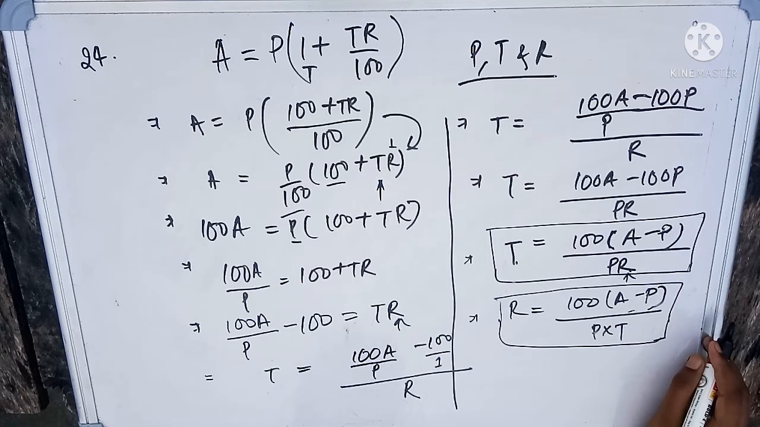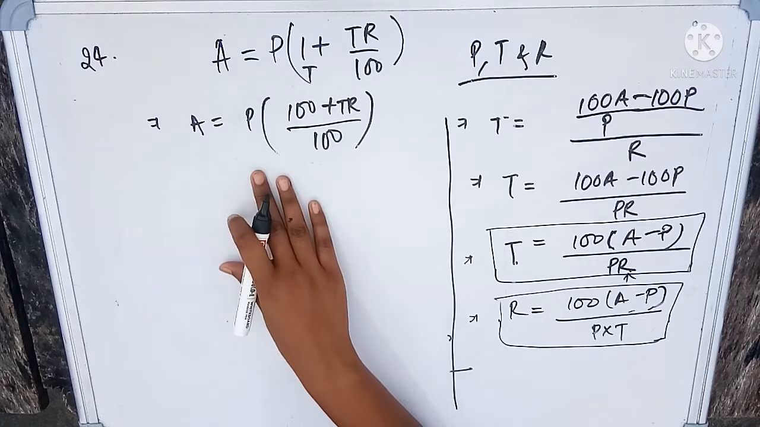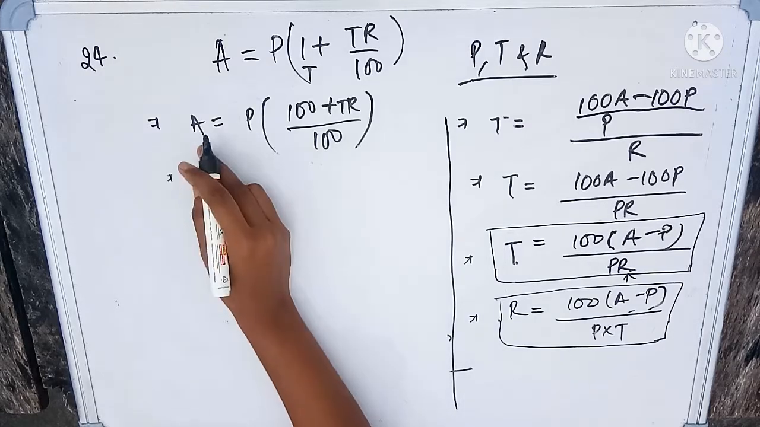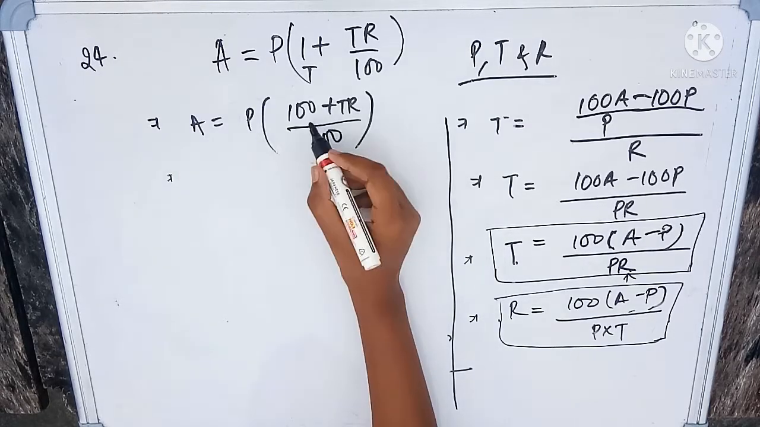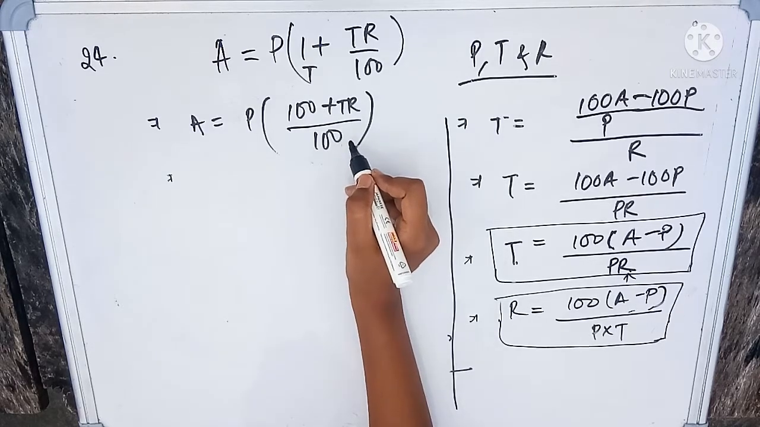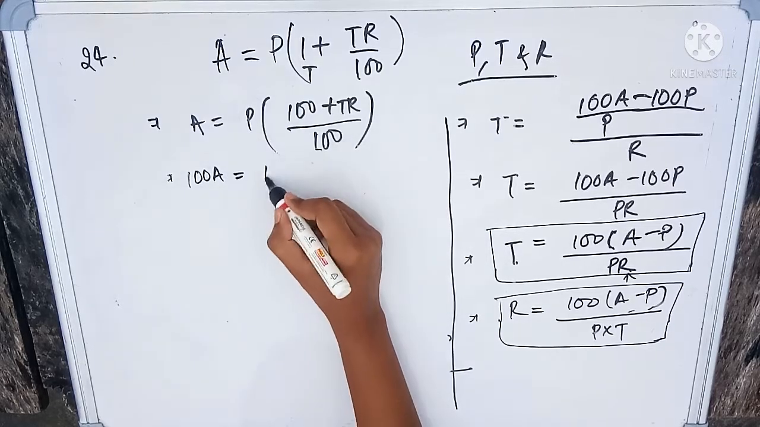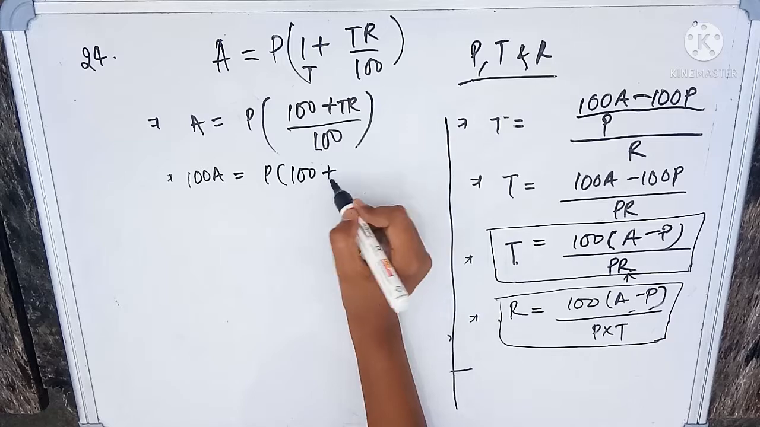Now next we have to make P as a subject. So for that we have to start from the first step, and we will write it as A is equal to P multiplied by 100 plus tr divided by 100. So in the next step we will transfer this 100 to the other side. 100A is equal to P multiplied by 100 plus tr.